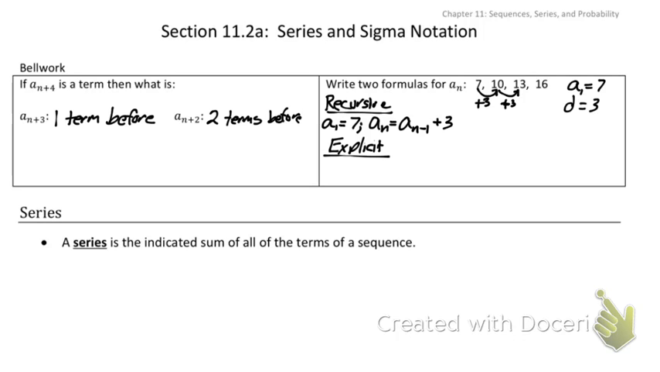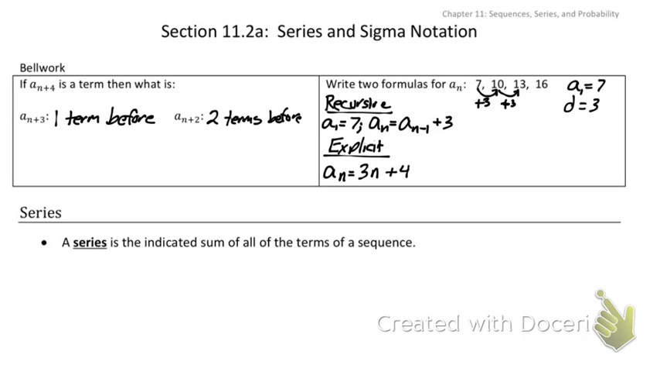I'm going to go straight to the short version of the explicit. Our short version is going to be a sub n equals our common difference, which is 3, times n. And we're going to add c, where c is our first term minus our common difference. So in this case, it'd be 7 minus 3, so it'd be plus 4.